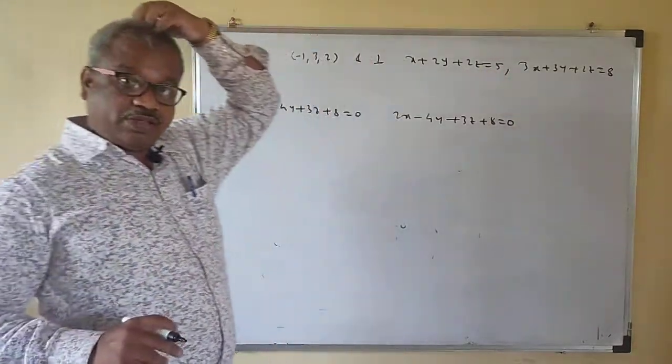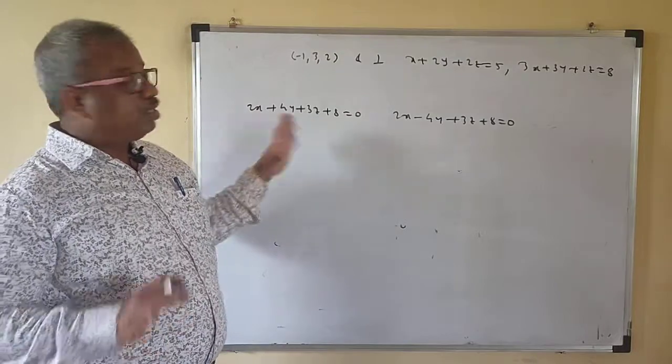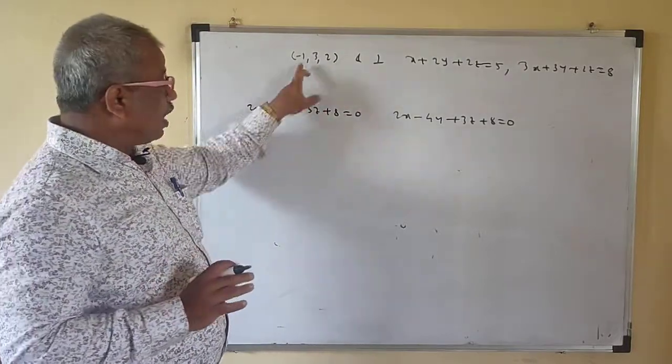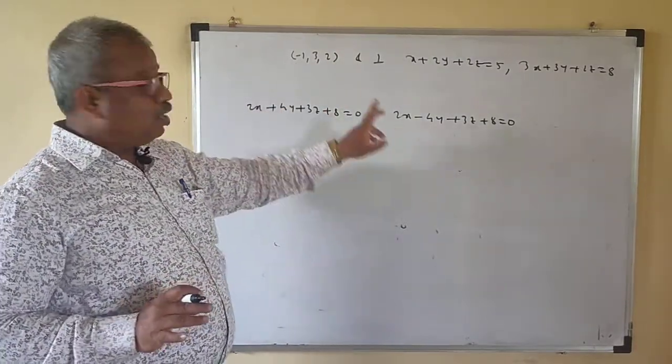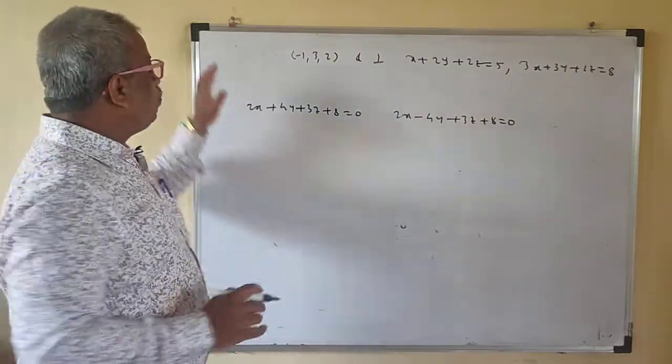Perpendicular to these two planes. You have to do this one. You have to choose the correct option. So first, just find the plane which satisfies this. Okay, suppose what is this here?